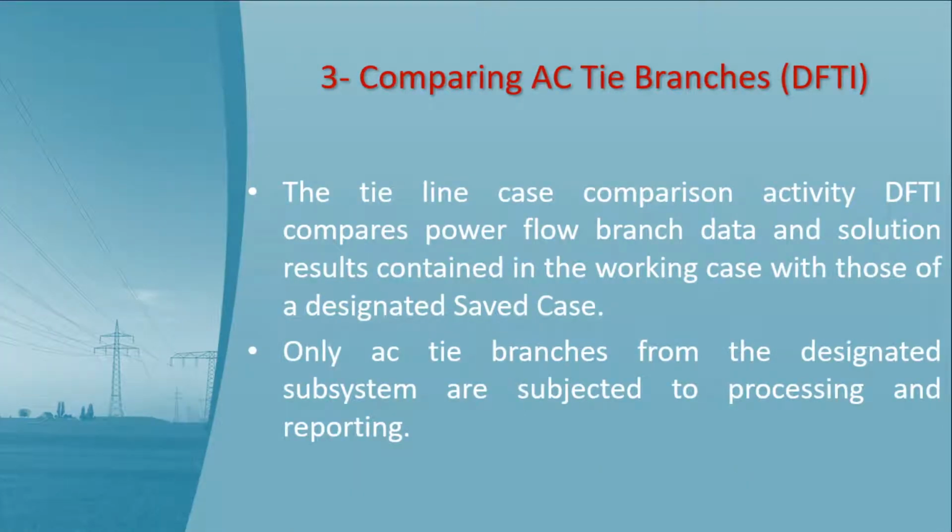So next, the third activity is comparing AC tie branches, DFT, the tie line case comparison that compares the power flow branch data and solution result contained in the working case with your designated save case. So remember, only AC tie branches from the designated subsystem are subjected to the processing and reporting. The reason is that the case is synced. But when you do a comparison in case of a DC transmission line, the DC creates an asynchronous connection, due to which you cannot make a comparison. For a comparison, you need to remain with the same, like the synchronous connection.